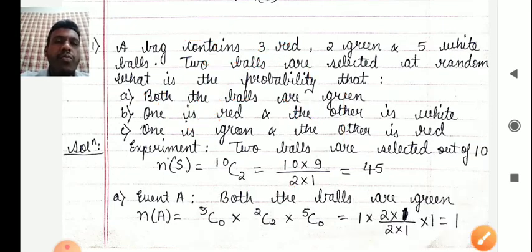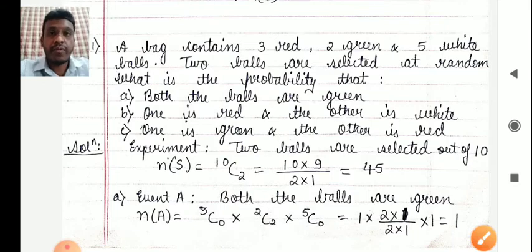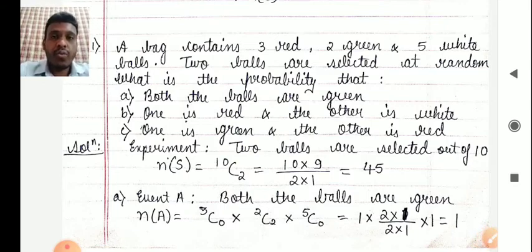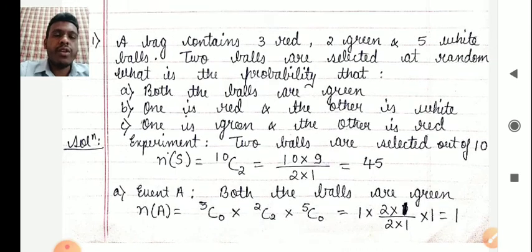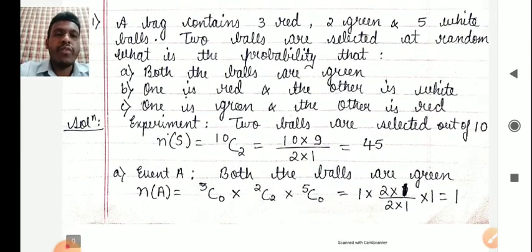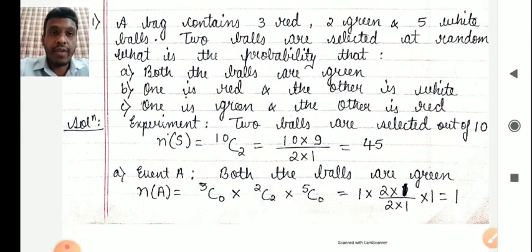I hope you now know the calculation about combination. If you have any difficulty, you can call me. I'll send you a video on how to find out permutations and combinations. For this case you have to use combination only. So 10 into 9 upon 2 into 1, if you calculate using your calculator, comes up to 45. So n of S is equal to 45.